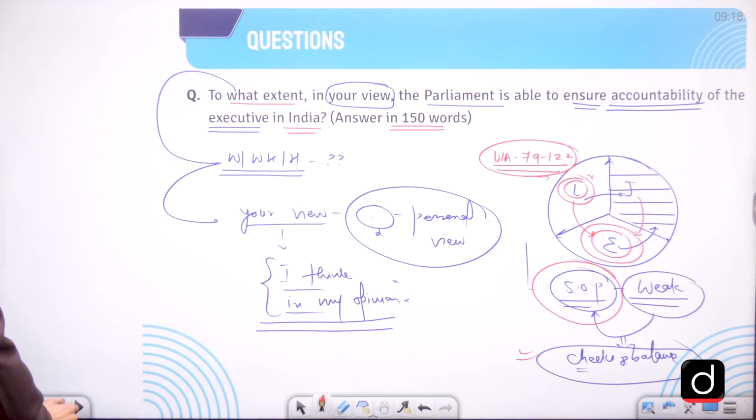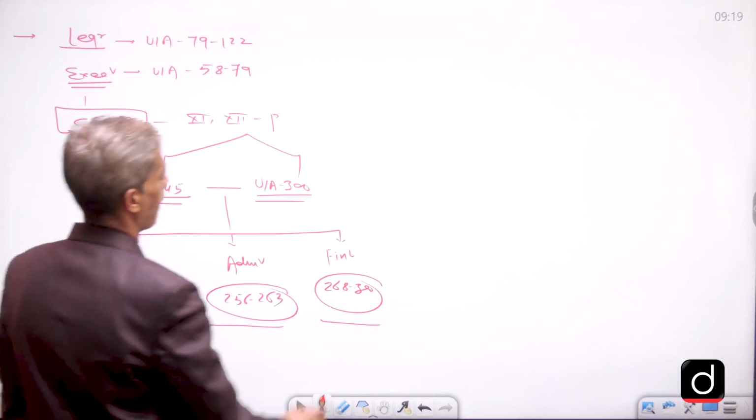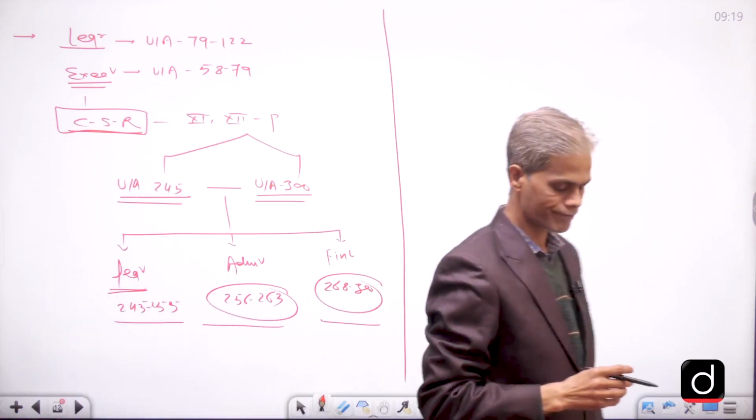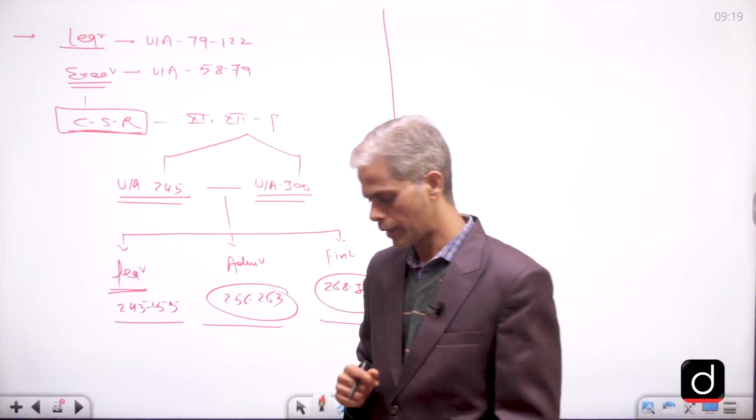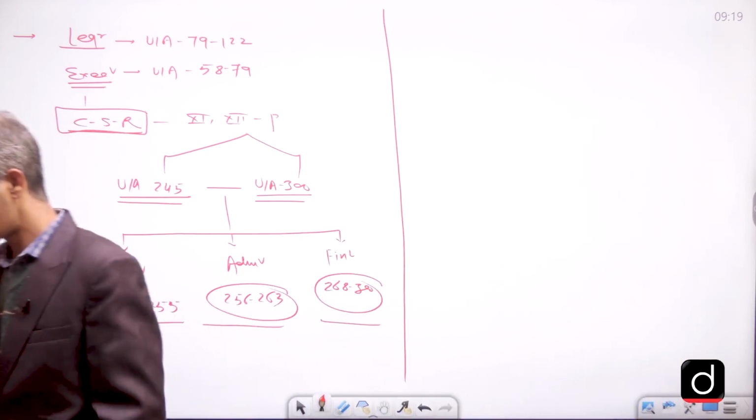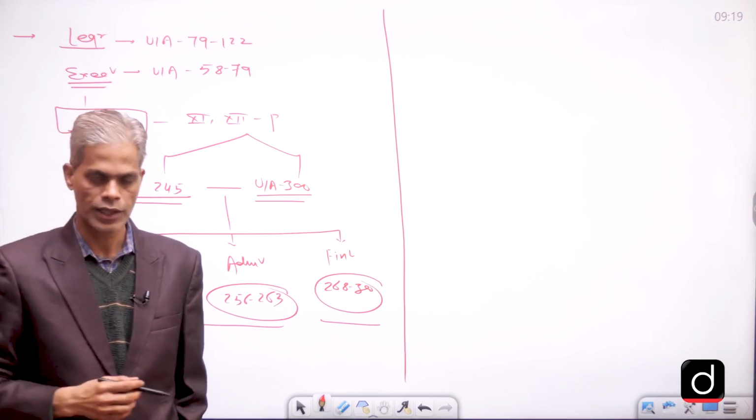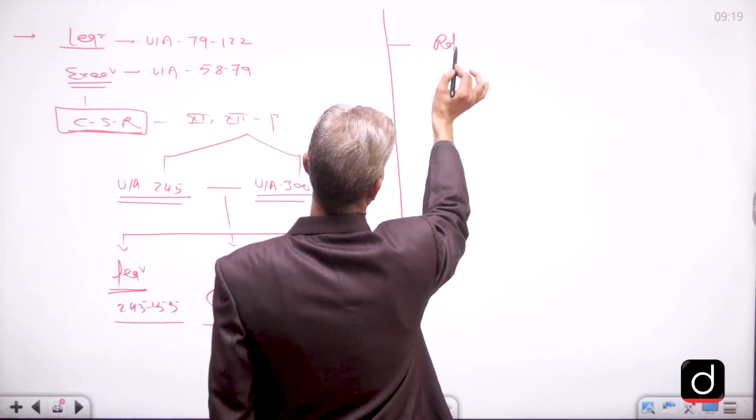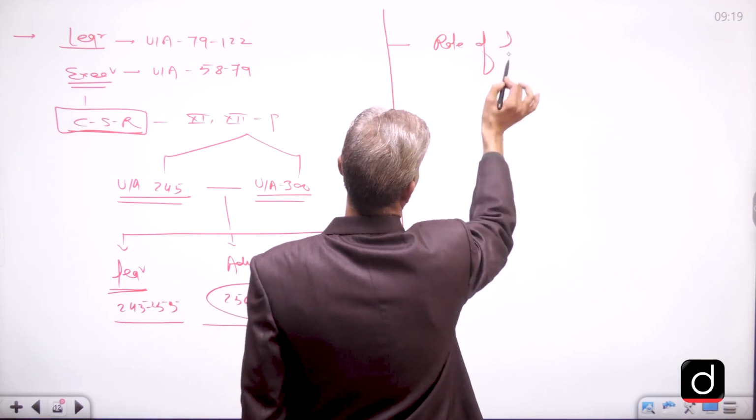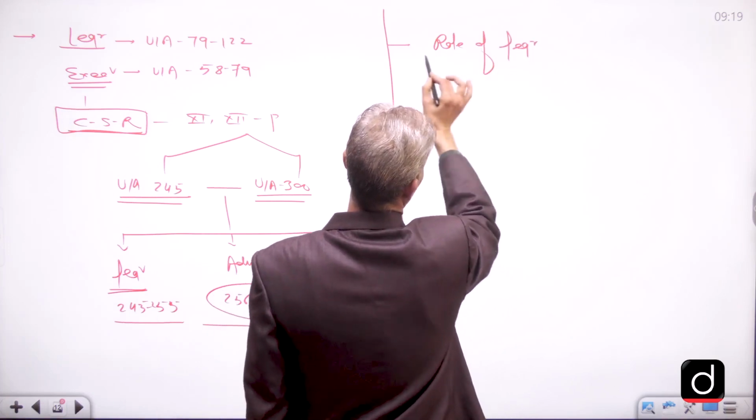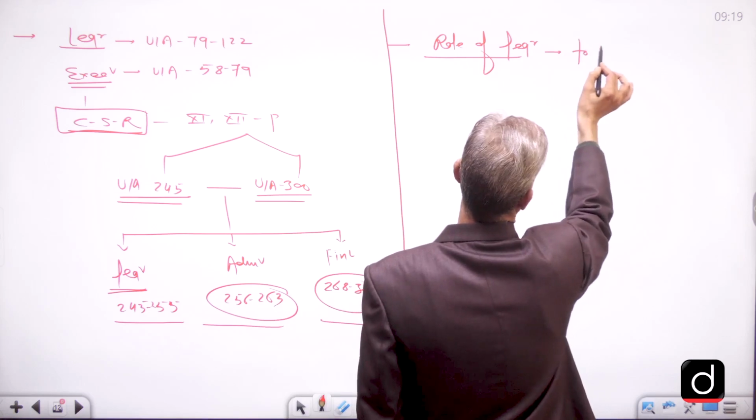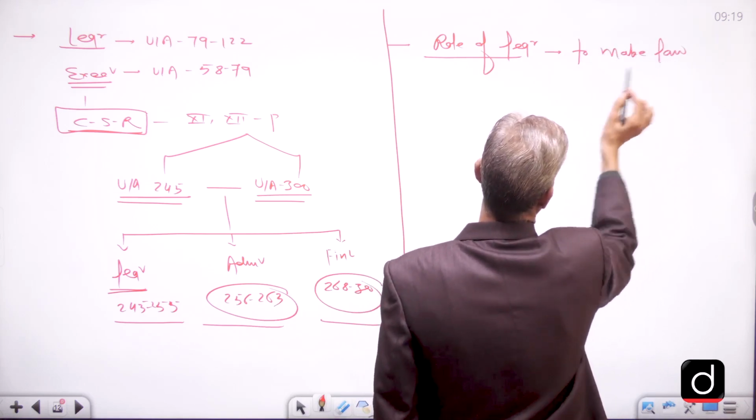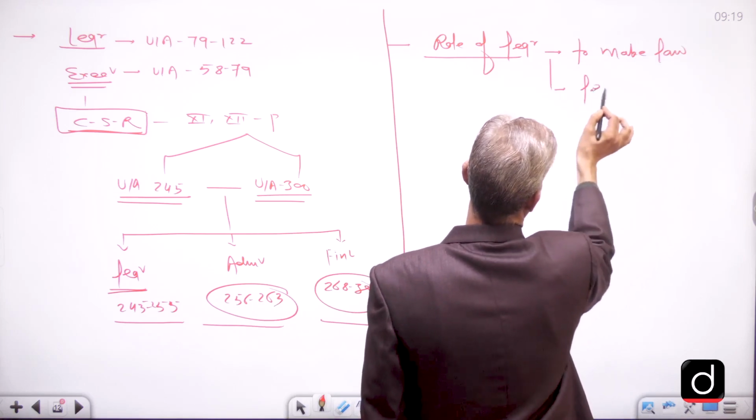When we talk about this particular thing, here we can directly hit the question because it is a fact-based question. As far as the role of the legislature or role of parliament is concerned, what is the role of the legislature? The main role is nothing but to make the laws or to do the legislation, that is the lawmaking part.